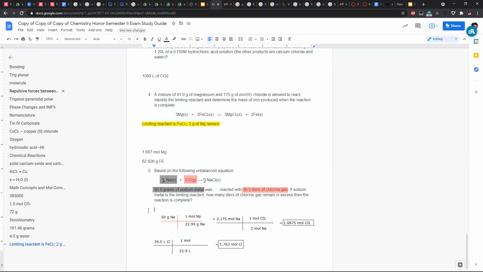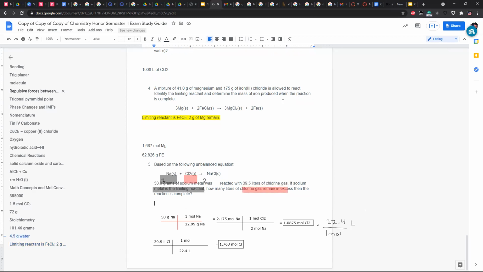So I'm going to take this number of moles of chlorine and convert that into liters. So this is going to be this many liters for every mole. That gives 24.36 liters of chlorine.